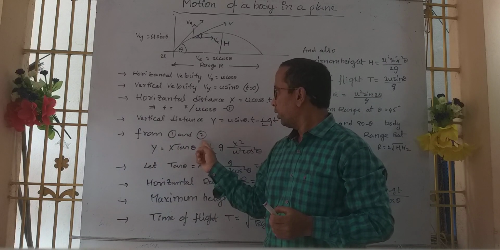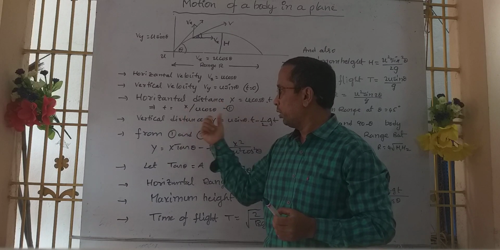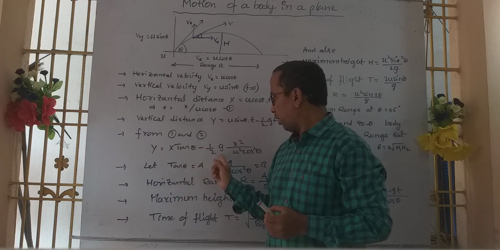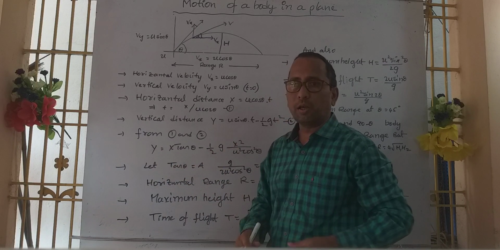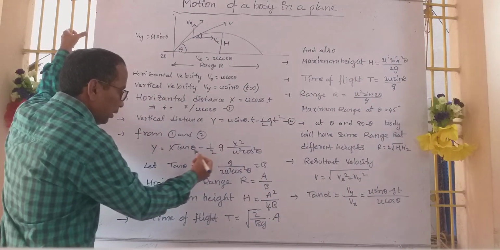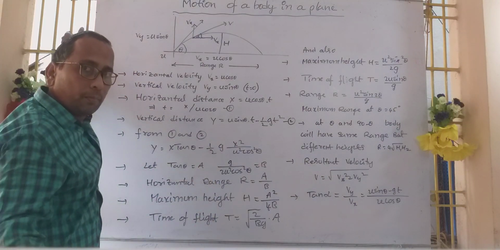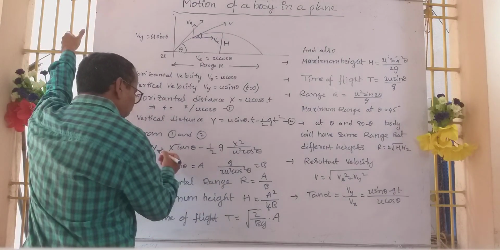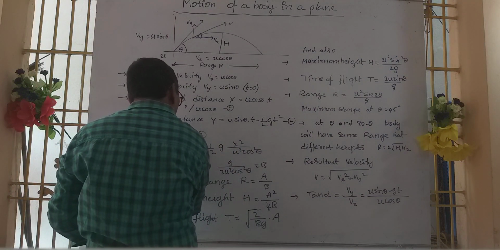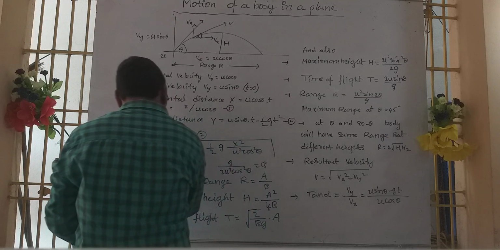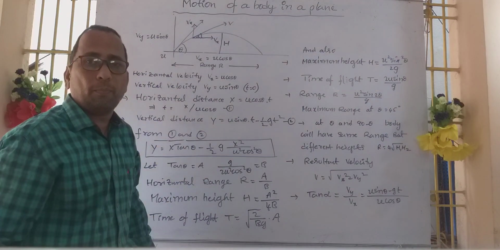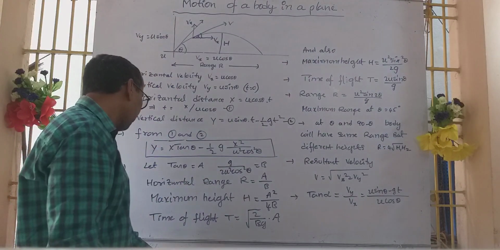From 1 and 2, if you substitute this value in the second equation, we will get y is equal to x tan theta minus half g into x square by u square cos square theta. This we already know from intermediate plus 1 standard. This is the equation for a projected body. From this equation we can tell that the path of a projectile is a parabola.